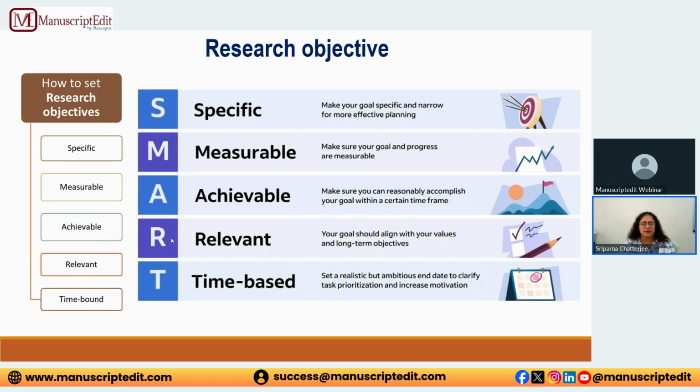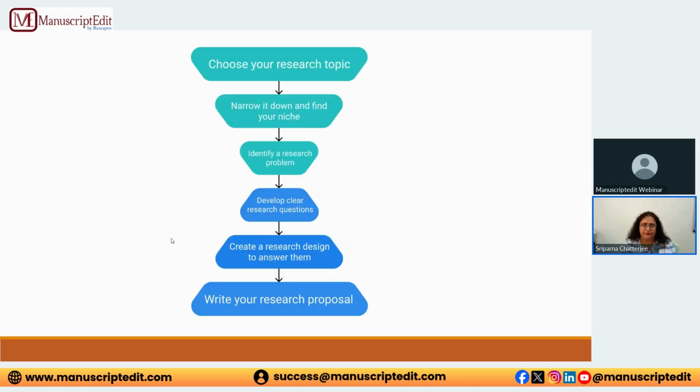Set a realistic goal, but at the same time, it should be ambitious as well, so that you can prioritize your goal, your task, and you can increase your motivation. Okay, there will be people who will always be there to motivate you, but self-motivation is very, very crucial. Okay, so the SMART index is the key of research objective.